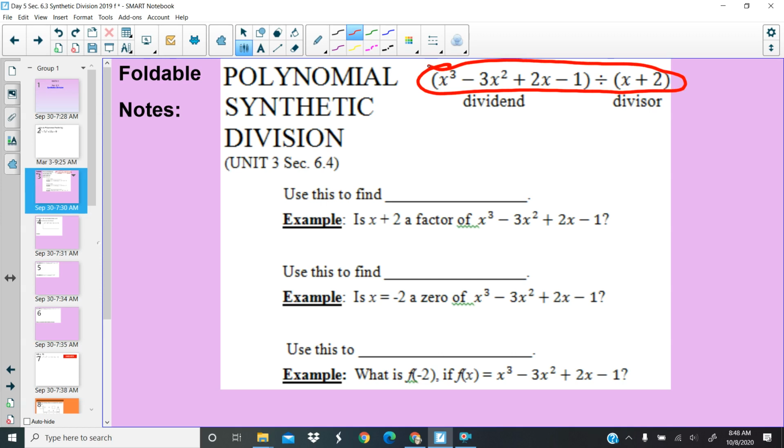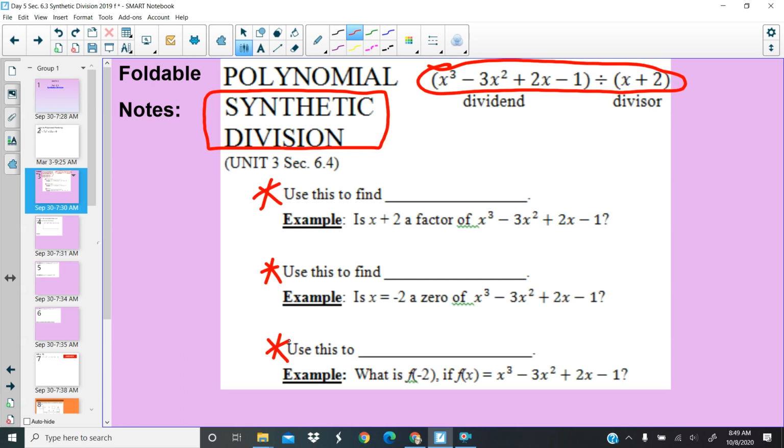So I'm going to show you a method, and it's called synthetic division. I need you to take notes on this for sure, or you're not going to be able to get the process. So go ahead and label your notes polynomial synthetic division, or just synthetic division. And I would write down each of these little lines as well.